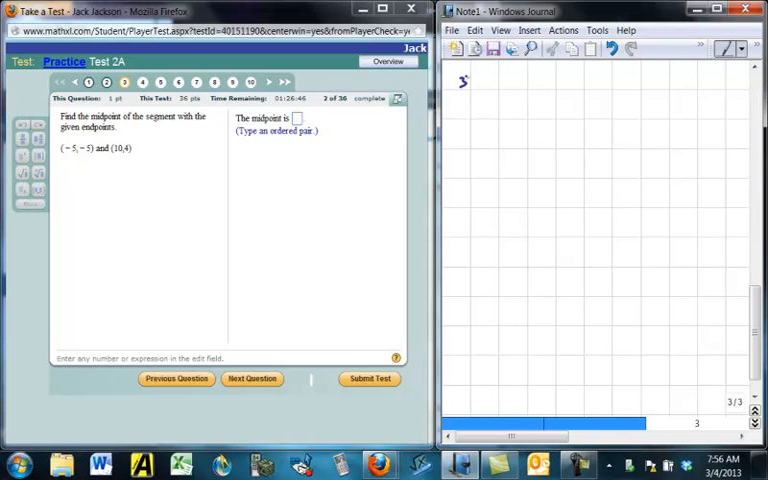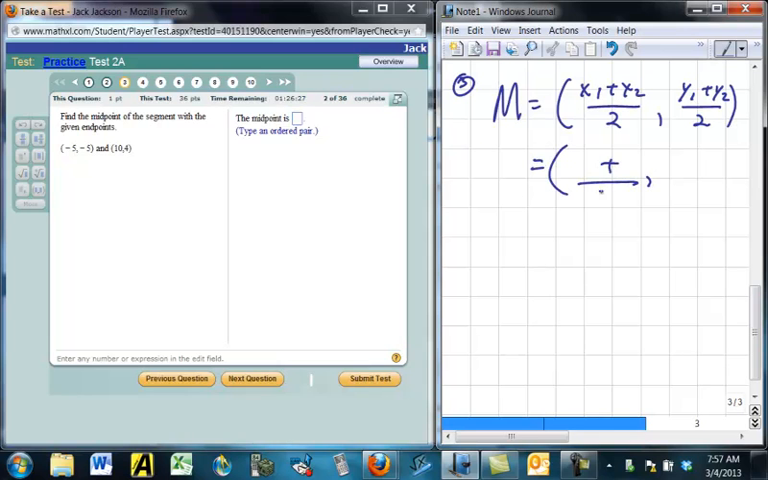Okay, number 3. Find the midpoint. Well, to find the midpoint, you take the x-coordinates and average them to find the x-coordinate of the midpoint, and you average the y-coordinates to find the y-coordinate of the midpoint. So this part is always built in right here, like that, and we fill in the 4 numbers. So the 2 x's are negative 5 and 10, and the 2 y's are negative 5 and 4.